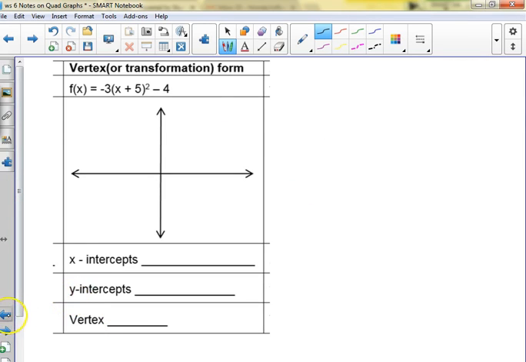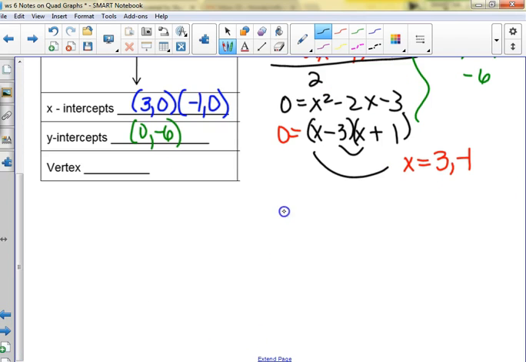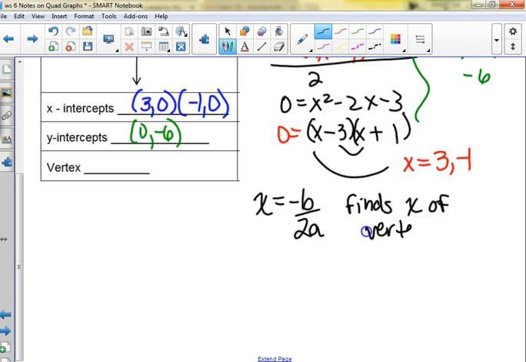You all, no matter who you had last year, learned what I like to call the vertex finder recipe. X equals negative b over 2a. We'll find the x of the vertex. Okay. It also finds the axis of symmetry. Okay, pretend that says symmetry. All right, so I kind of cut the problem off.